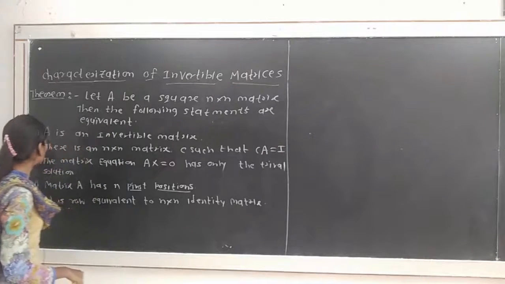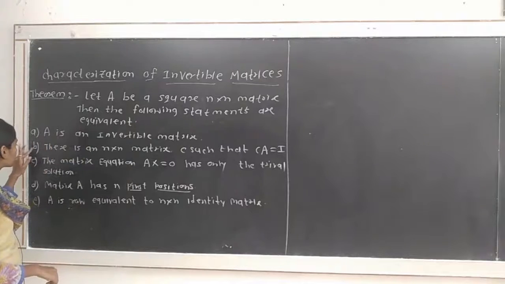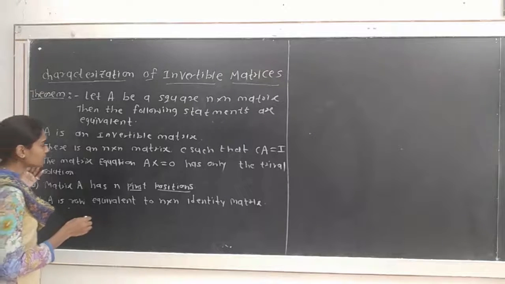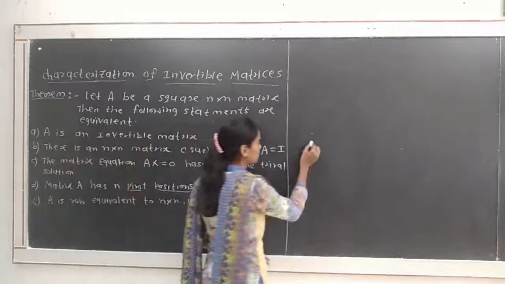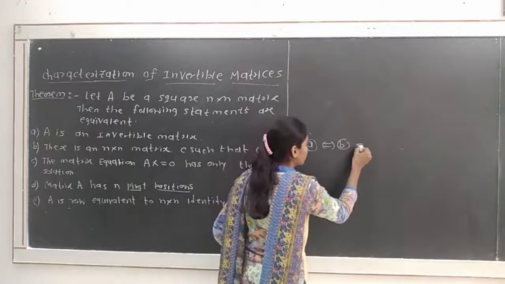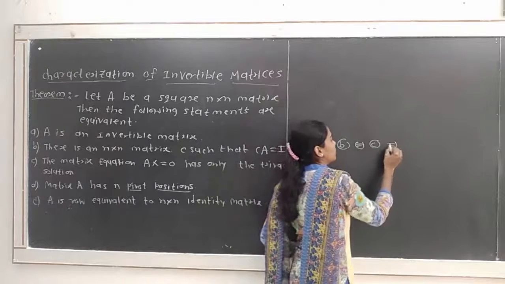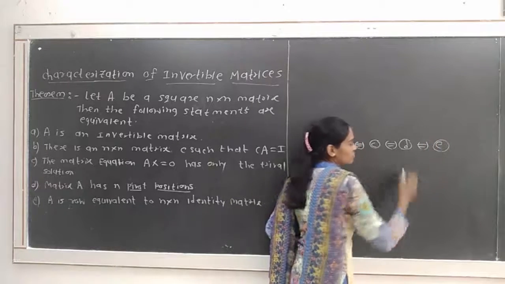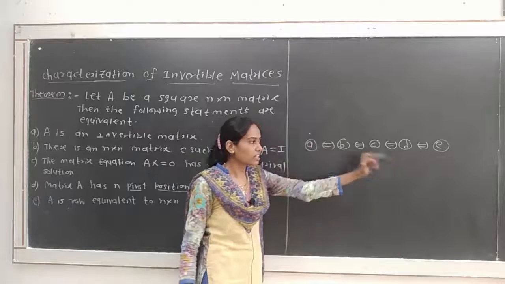Here we have to prove that A implies B, B implies C, C implies D and D implies E, which are all equivalent. That is, we have to prove this statement in this way: A if and only if B, if and only if C, if and only if D, if and only if E. So we have to prove this statement in this sequence.